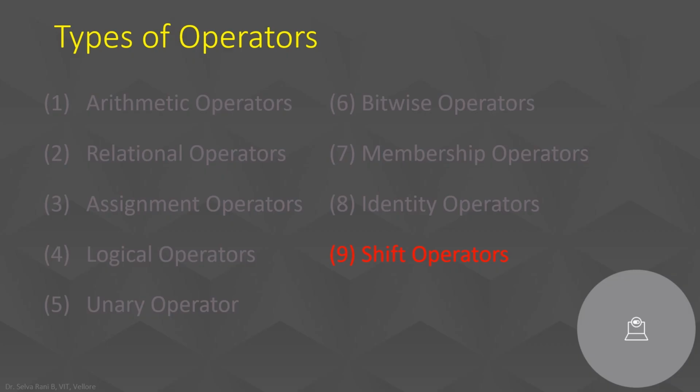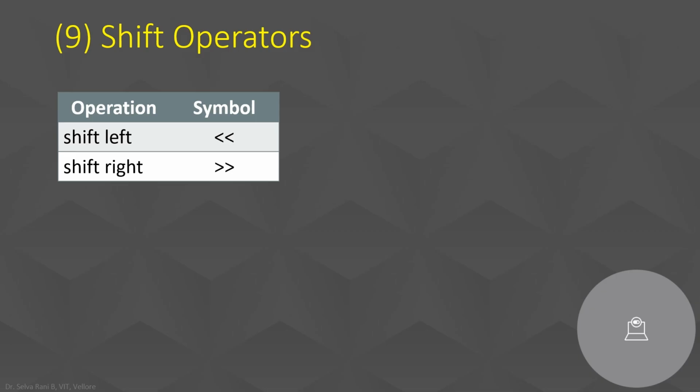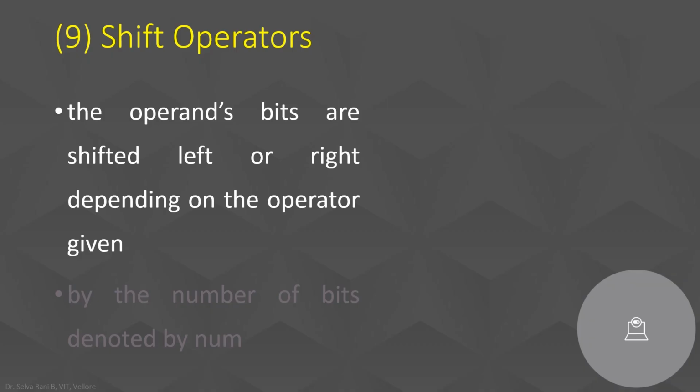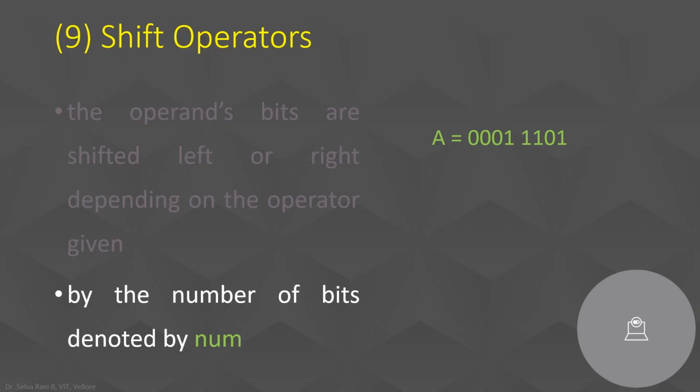The last type, shift operators. We have two shift operators in Python, shift left and shift right, represented by two less than symbols and two greater than symbols. The syntax here is operand followed by the operator followed by num, the integer number of times we wish to shift either left or right. So the operand bits are shifted either left or right depending on the operator we are giving, and how many bits should be shifted is denoted by num, the constant.